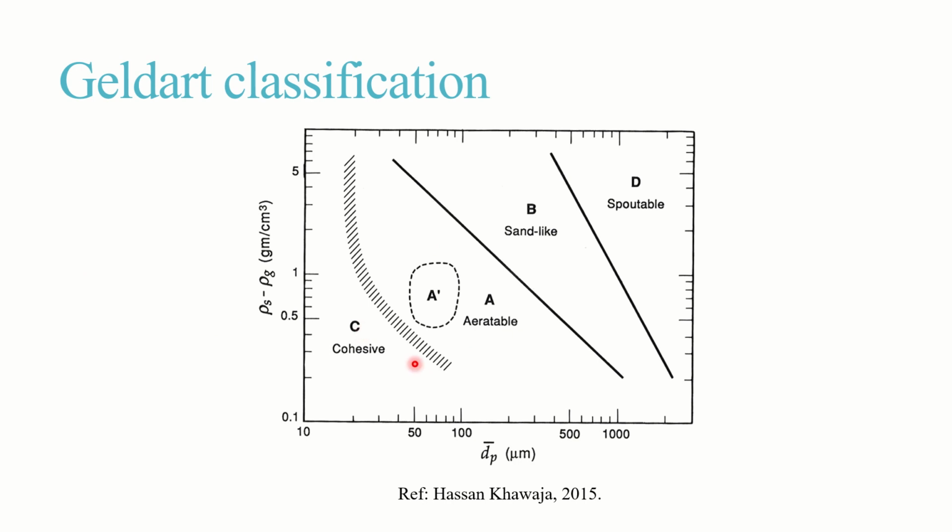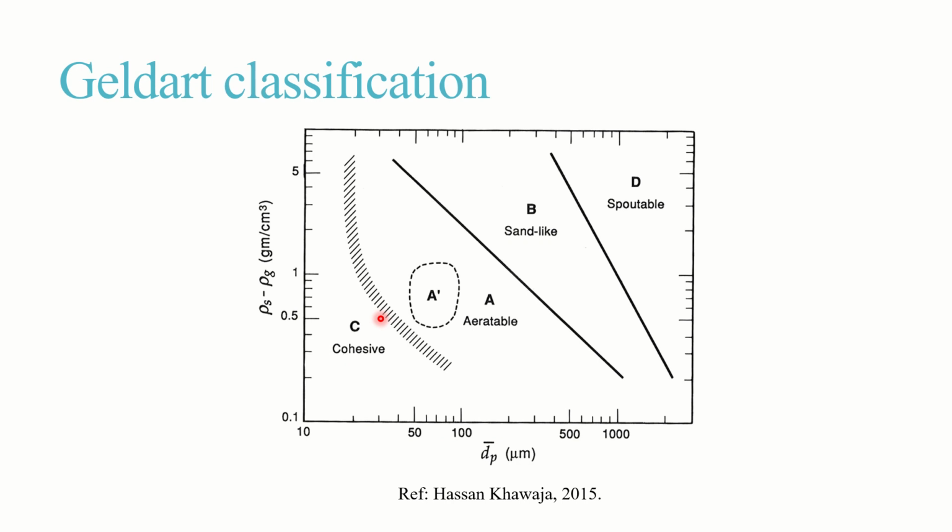The smallest particles come under the Geldart C particles. These particles have very small diameter. On the y-axis there is rho p minus rho g, the particle density minus the fluid density, and the mean average particle diameter is on the x-axis. So the very smallest particles fall under the Geldart C particles, or the cohesive particles.